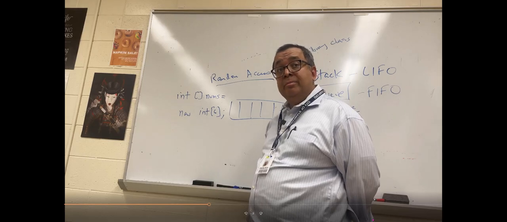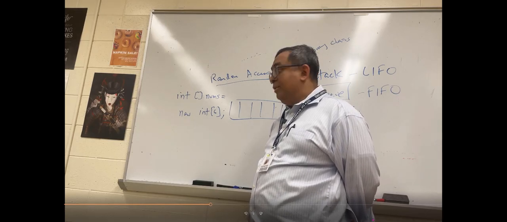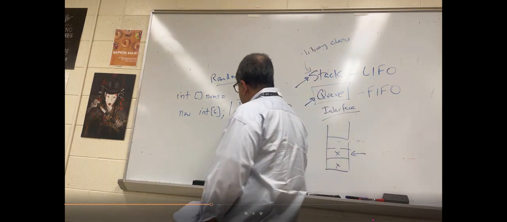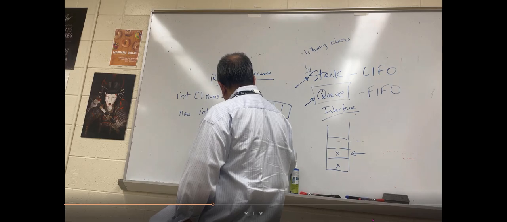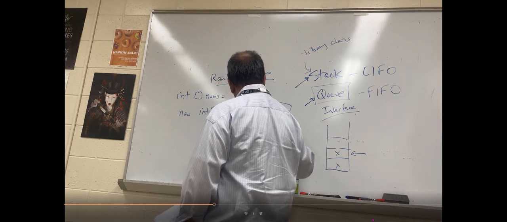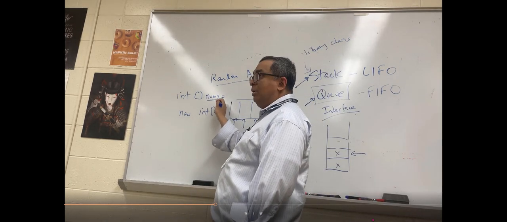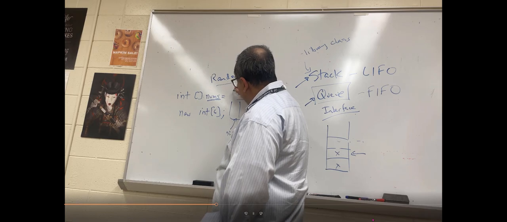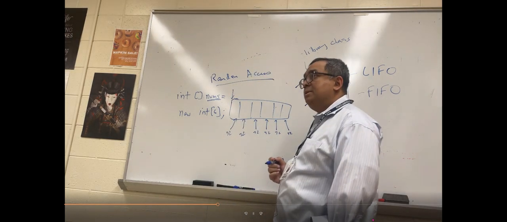Sir, do you know? Take a guess. How many bits in an integer in Java? 32. 32 is right. So this one will be 32 bits, this one 32 bits, this one 32, this one 32, 32 bits, and this one 32 bits. And this nums variable is going to point right here at the beginning, at this first memory location. See that, right?